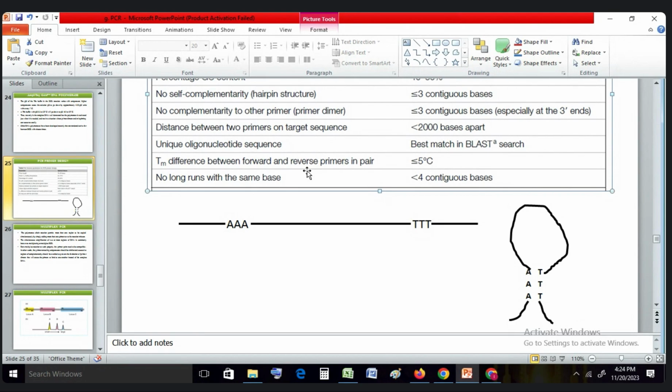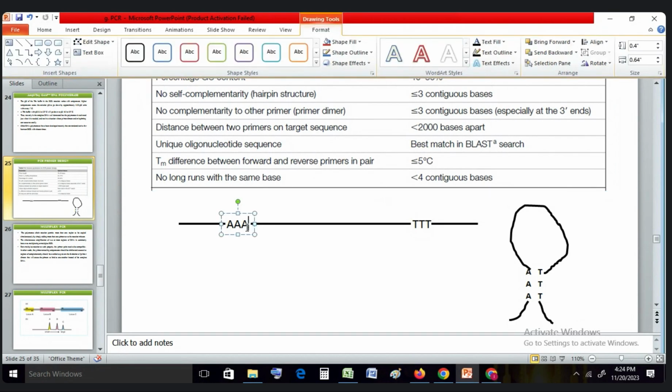And no long runs with the same base. As you see here, this one, AAA. No long runs with the same base, like AAAA. A long stretch of the same nucleotide should not be there. Just take an example: if there are 6 or 7 A's, it should be less than 4.